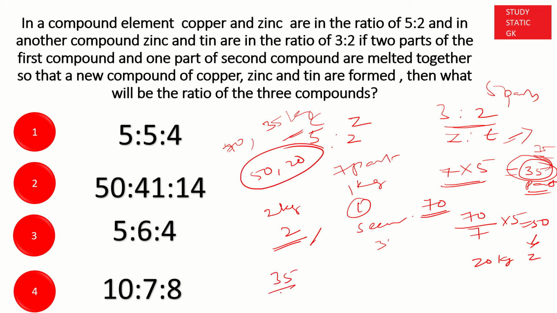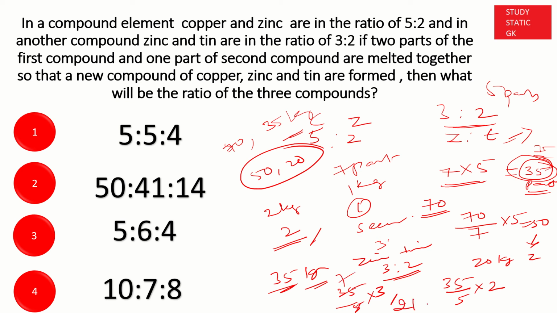the second compound 35 kgs, right? In the 35 kgs, there is a 3:2 ratio. So 3:2 ratio of what? Zinc and tin, right? So the total parts are 5 parts, and here zinc ratio is 3, and 35 by 5 into 3 is 21. Tin ratio is 2, so 7 into 2 is 14, because the 35, 21 is gone, the remaining is 14. So in the second compound 21 and 14, 21 is what? Zinc.